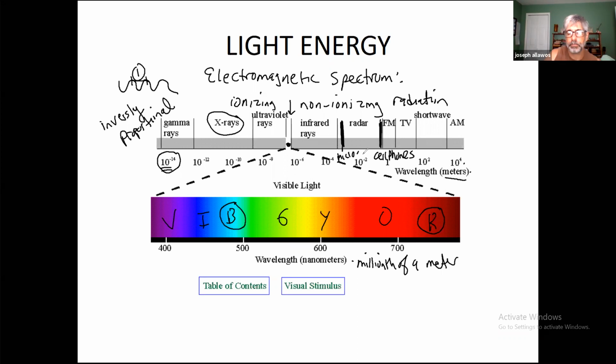Okay. By the time we get to these waves, we like to think, well, there's no danger at all, right? The room is full of AM radio waves, and they're probably not doing us any damage.